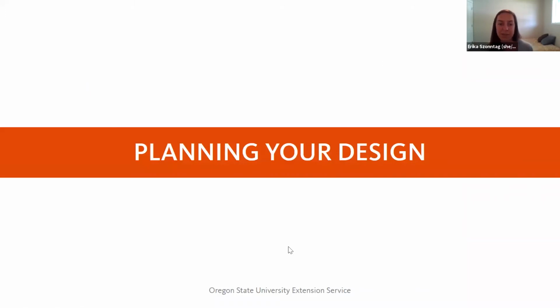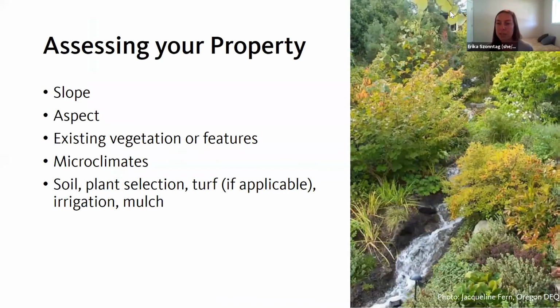So with that background, we'll jump into some of the fun stuff with planning your design. Initially you want to do a property assessment anytime you're doing some sort of landscape design. You can start by looking at your slope and aspect. That will help to inform if you're going to have a lot of runoff coming out of your property, if you've got a steep hill in the front yard or something like that. Or conversely, if your property is pretty flat, there may be some areas where water tends to collect or pool. So you want to pay attention to that.